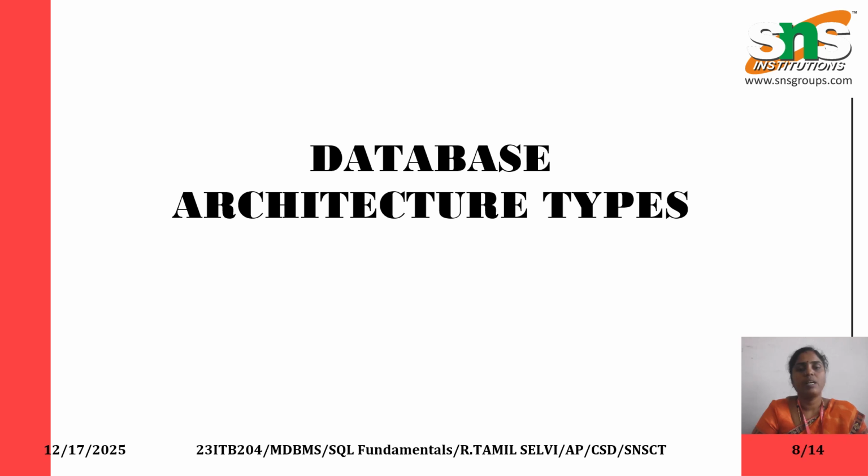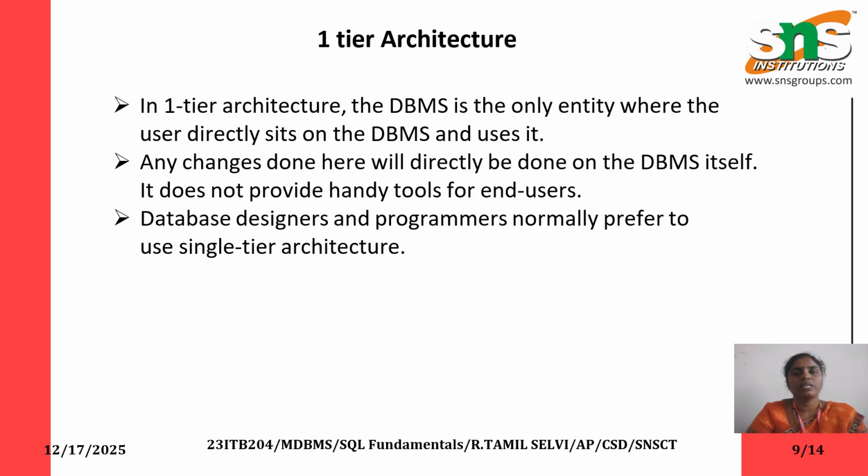Next topic, database architecture types. Basically, we have three types of architecture. The first one is one-tier architecture, two-tier architecture, and three-tier architecture. Let's see one by one in detail. The first one is one-tier architecture. In one-tier architecture, the user can directly work on the DBMS. There is no separate application layer. Database designers and programmers normally prefer to use this single-tier architecture.